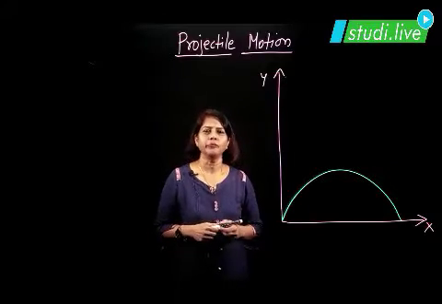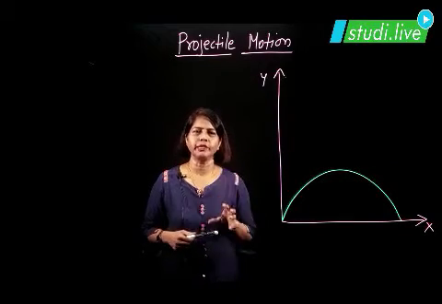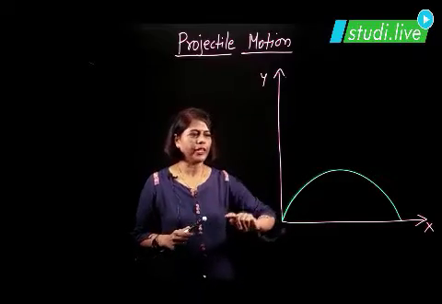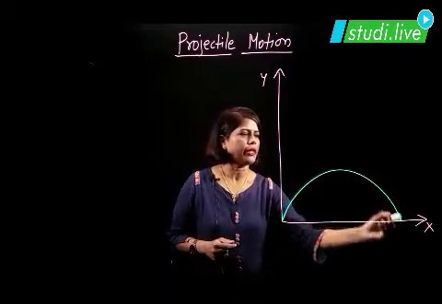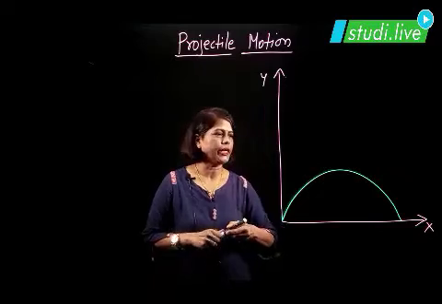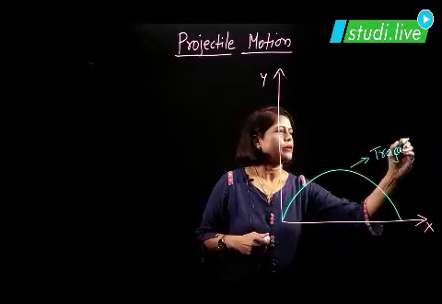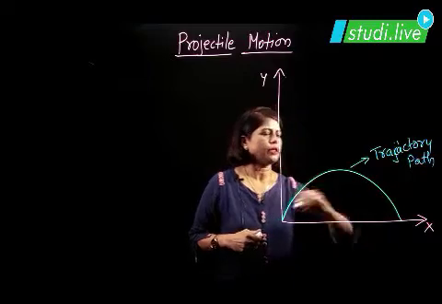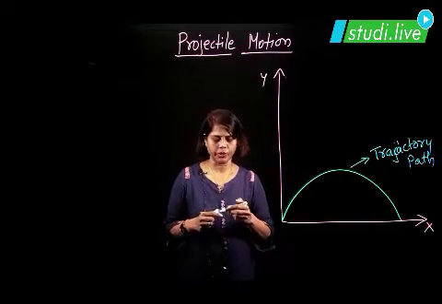So today we are going to learn about projectile motion. Basically, what is projectile motion? When you play cricket, right? When you hit the ball with the bat, it goes in this path, in this manner, right? This path we call the trajectory path, and this motion is known as projectile motion.